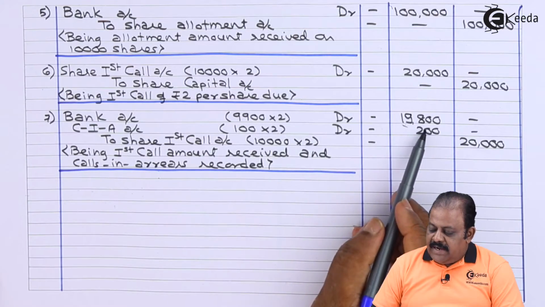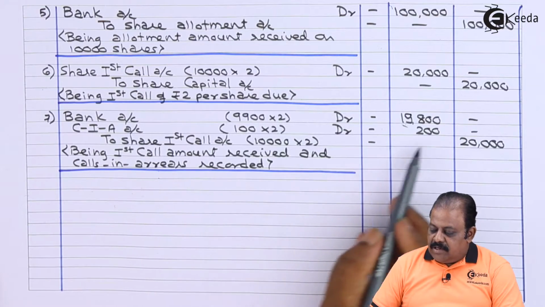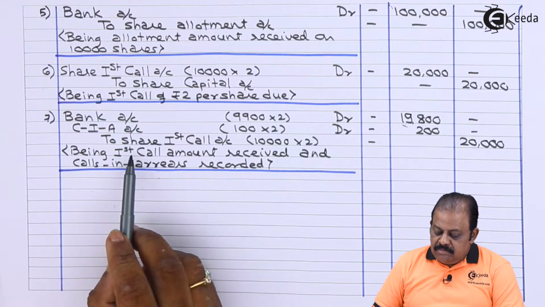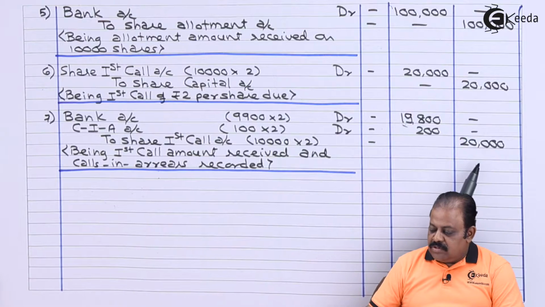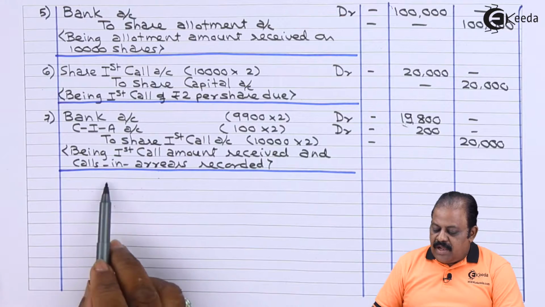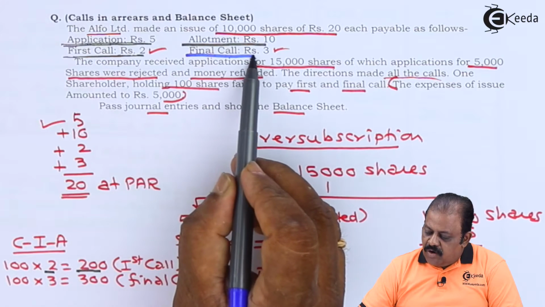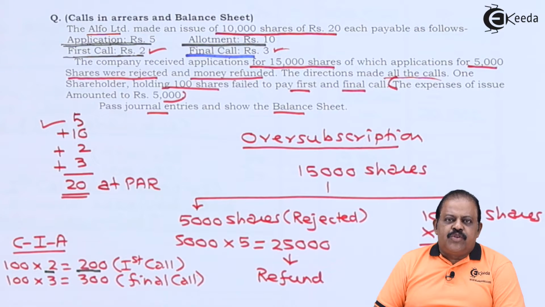Bank account debit 19,800, calls in arrears account debit 200, to share first call account 20,000, being first call amount received and calls in arrears recorded. Here we have completed the first call stage. The next stage is the final call. On the final call, rupees 3 per share is due.